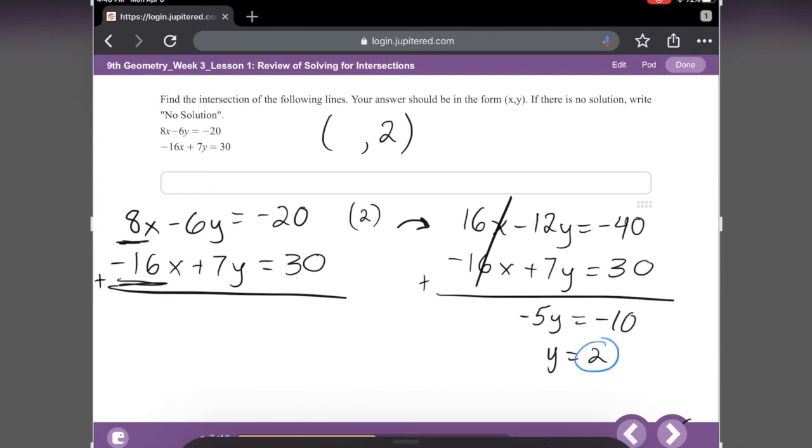Okay, then the same idea here, you just plug in this 2 for a y in any of the equations, whatever looks easier. Let's do the bottom equation this time just to show that we can. Okay, so I'm just going to make some space here and rewrite the equation negative 16x plus 7 times 2, plugging that in for y, equals 30. Now you solve for x. Well, 7 times 2 is 14.